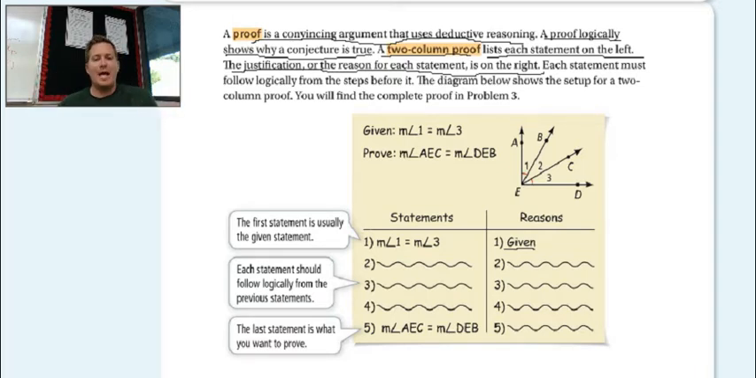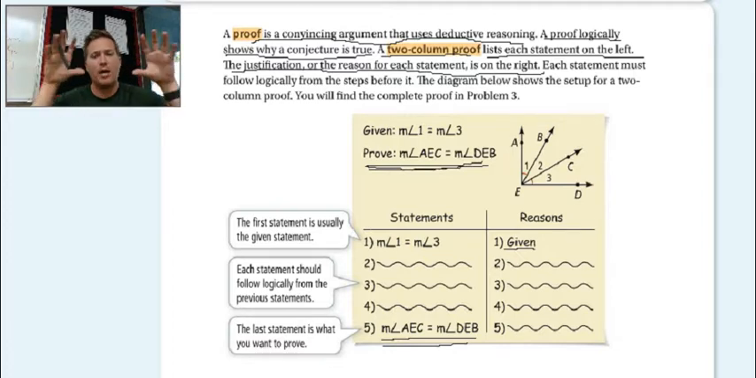And then our last statement is what we are trying to prove. So you see right here, this is what we're trying to prove. And at the very top we see this right here. So all of our reasoning is trying to get to our final answer that angle AEC is equal to angle DEB. So that's what we're trying to get to.